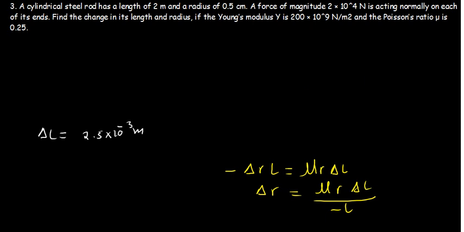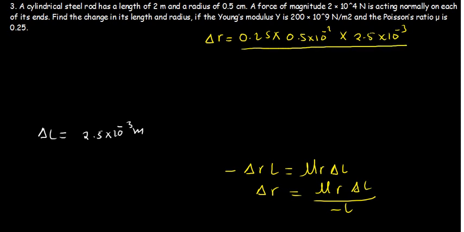Okay, so that will give us change in length is equal to, now what is mu, which is the Poisson's ratio? We've been given 0.25, and then the radius of the bulb is 0.5. Now converting that to meters, simply multiply it by 10 to the power negative 2 or divide it by 100, that's the same thing, and then multiplied by the change in length. We've already determined the change in length, that is 2.5 times 10 to the power negative 3, and then we get to divide that by negative the actual length.